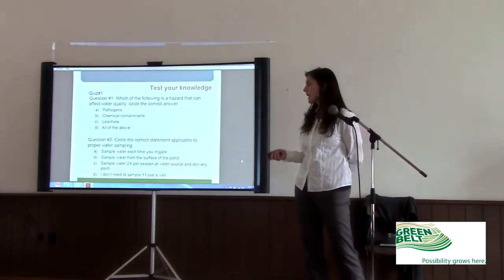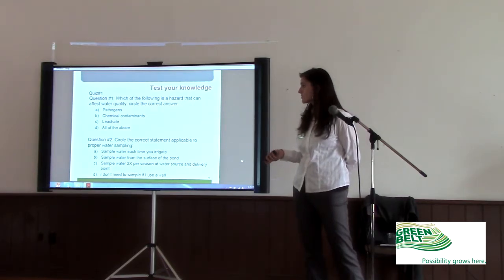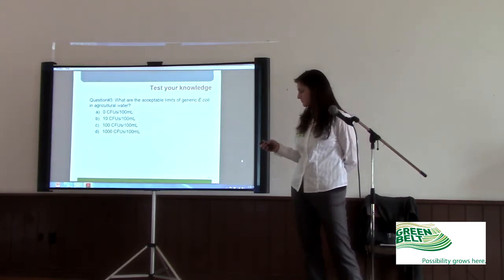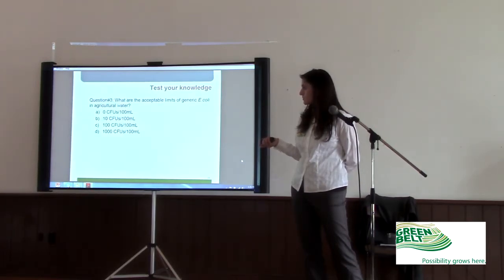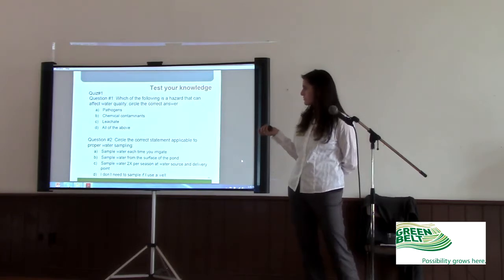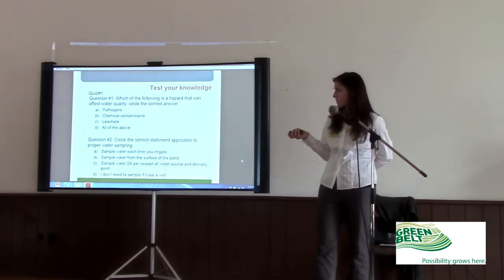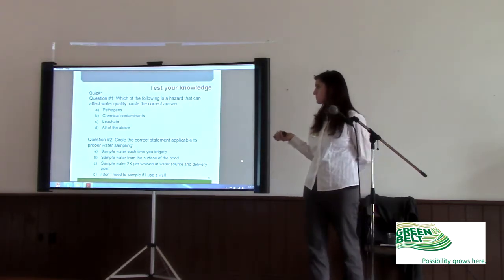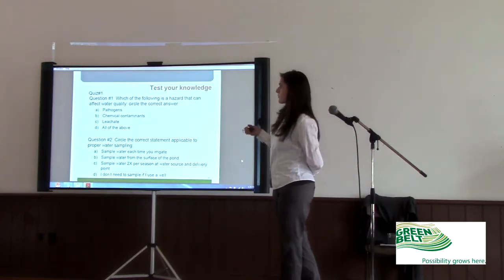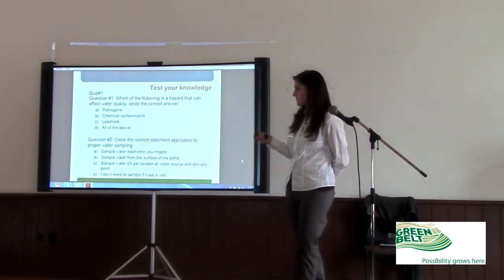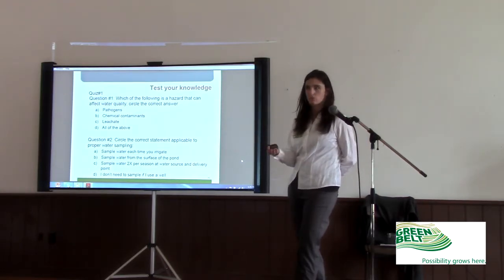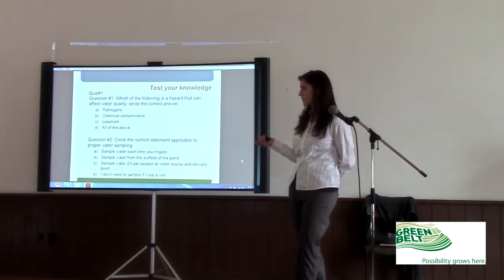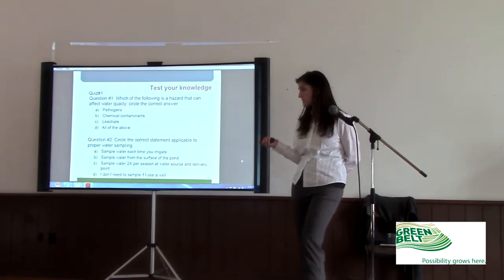So back to testing your knowledge. So there's your correct answer. Question one. Which of the following is a hazard that can affect water quality? So circle the correct answer. As we talked about, obviously pathogens, chemicals, leachate is a different type of runoff or something that can affect your groundwater. So in this particular case it's D.